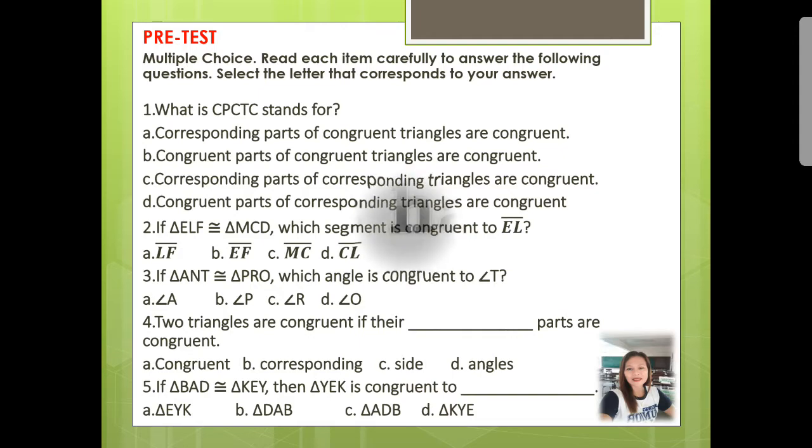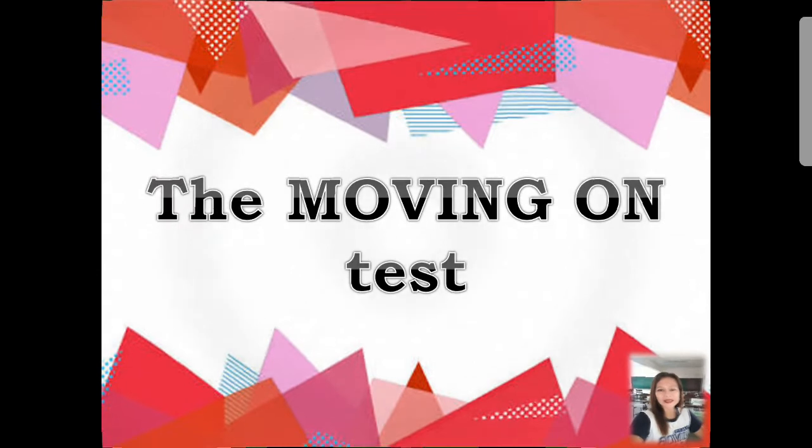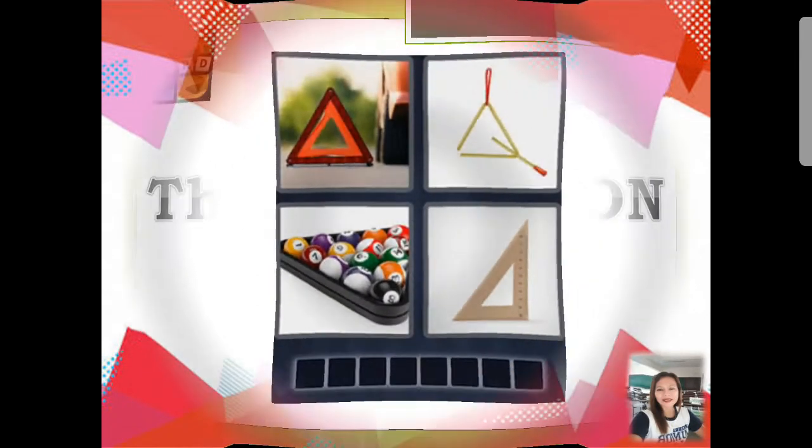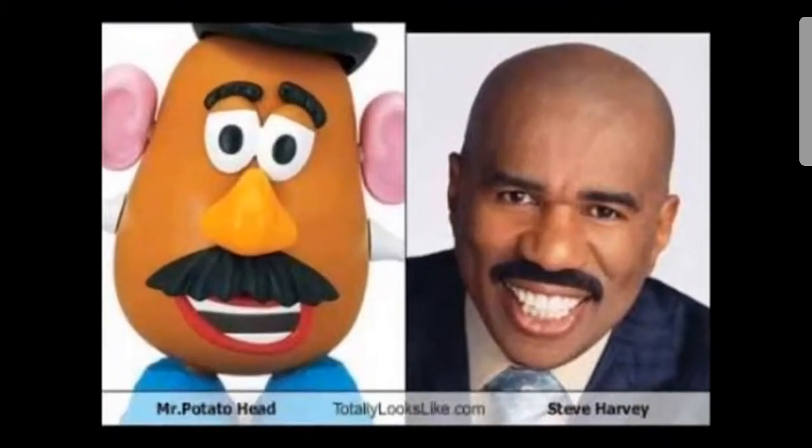Okay, next. Let's have a test. The Pics in One Word game. Are you familiar with this game? So we have 8 letters. What do you think is the word? Okay, yes. Triangle.